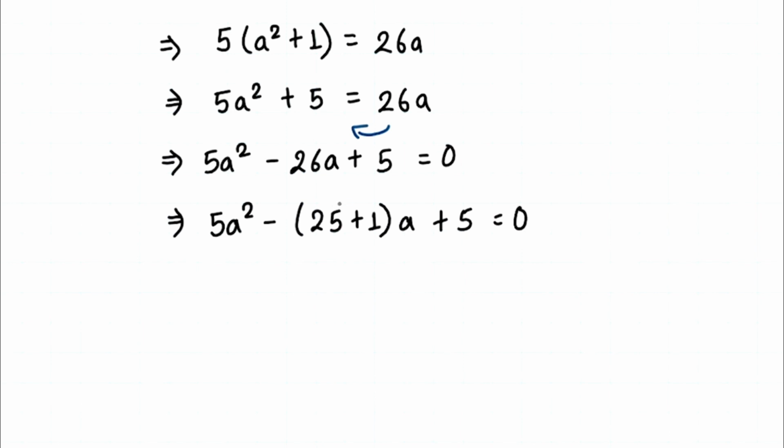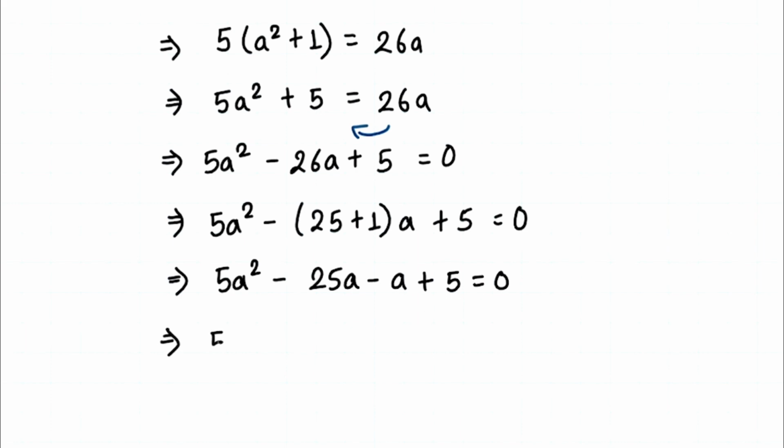So here we have 25 plus 1 is 26. And 25 times 1 is 25, which should be equal to the product of our first and last constant term, right? So 5 times 5 is also 25. 25 times 1 is also 25. And now let's just open the bracket. So we have 5a square minus 25a minus 1a. So I can just write that as a. This is minus because minus and plus becomes minus, okay? Plus we have our 5 here equals to 0.